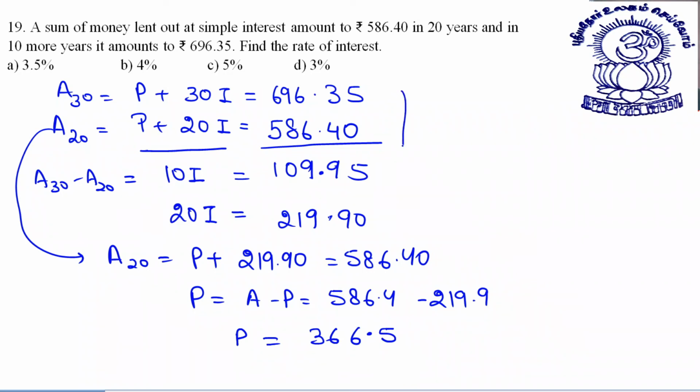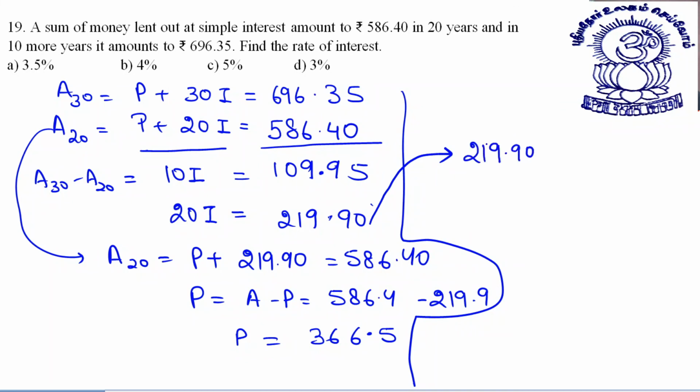I hope so far the things are clear. This is the principal. Let's move to the next part. Now we know the amount for 20 years, and the principal. Let's solve this equation. The 20 years interest is 219.90, which is equal to the principal you have already calculated, 366.5, rate you don't know, time you know, 20 into R by 100.